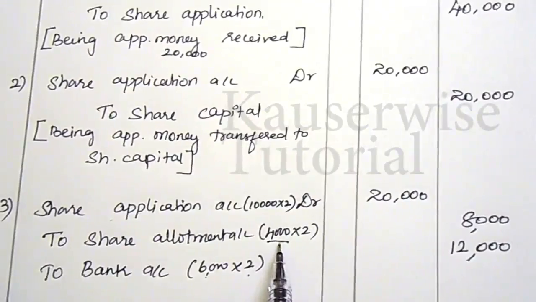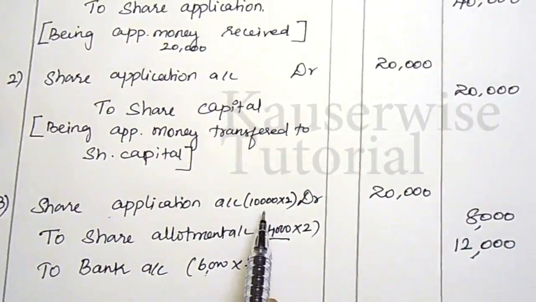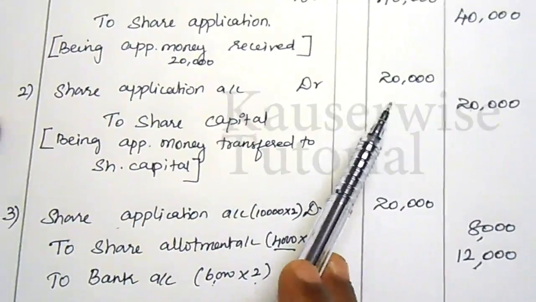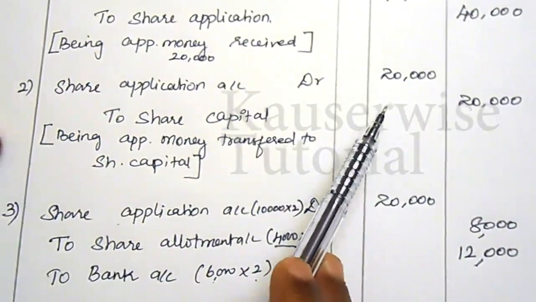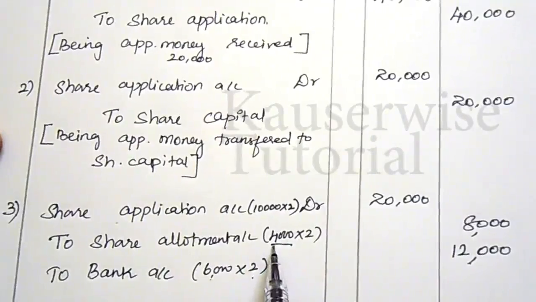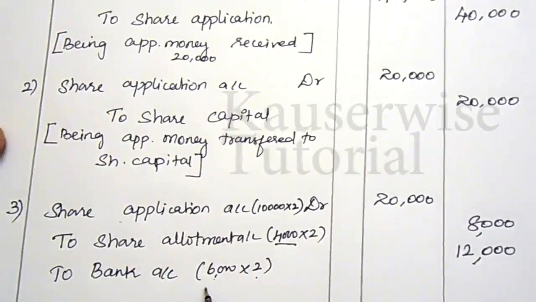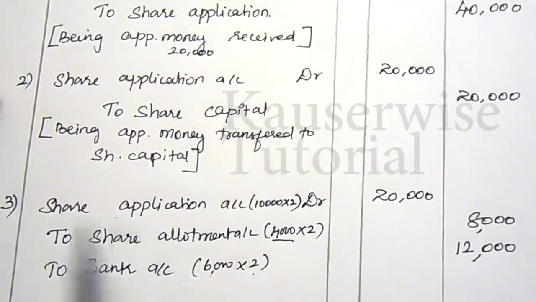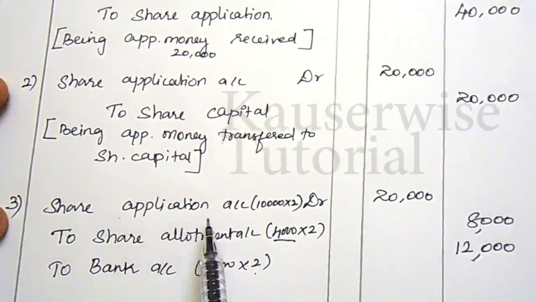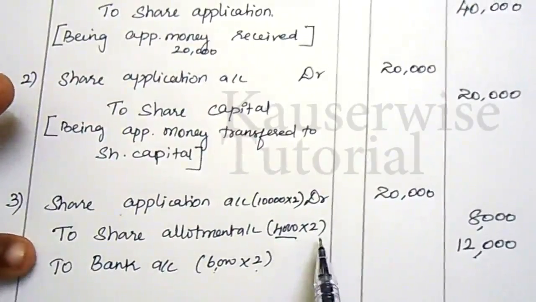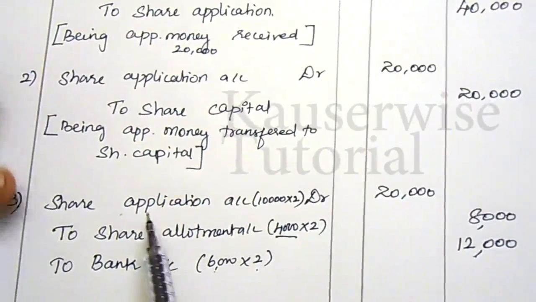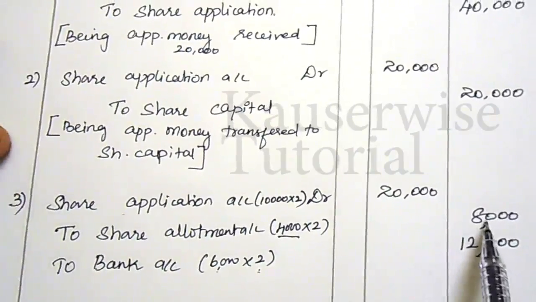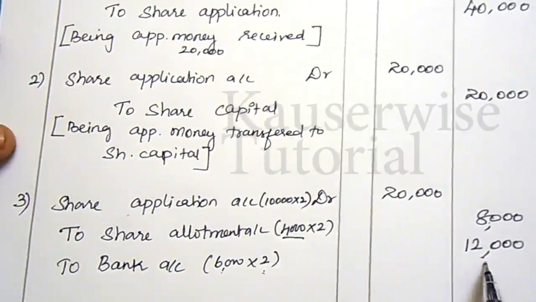But the company can allot only 10,000 shares. That share is already transferred to share capital. That extra 10,000 shares is there. So in that, 4,000 adjusted towards allotment and 6,000 returned to shareholder. So this is the combined entry. Again I repeat, share application account debit to share allotment for pro rata, and for rejection share application account debit to bank. How much? 8,000 here and 12,000 for rejection.